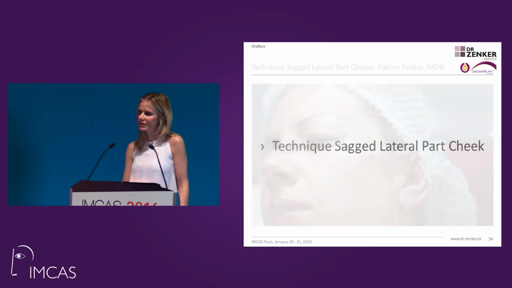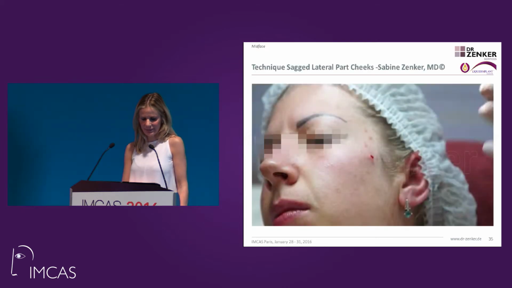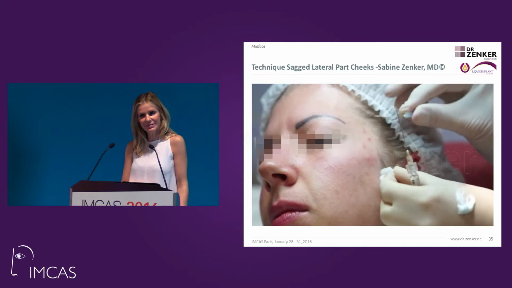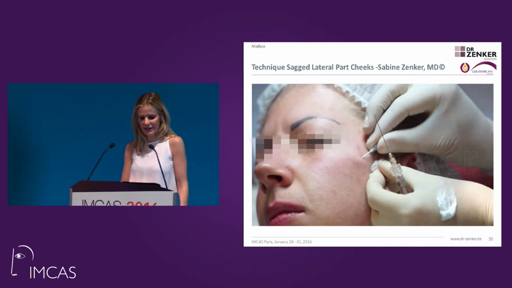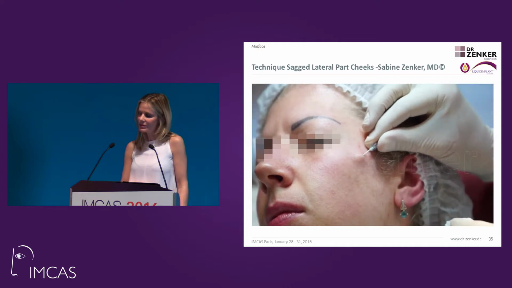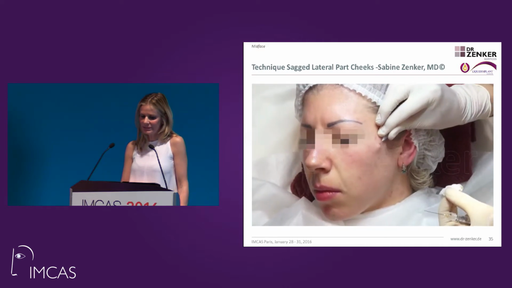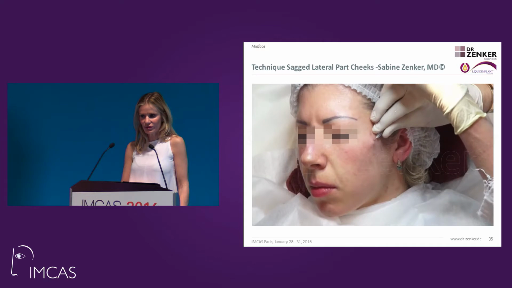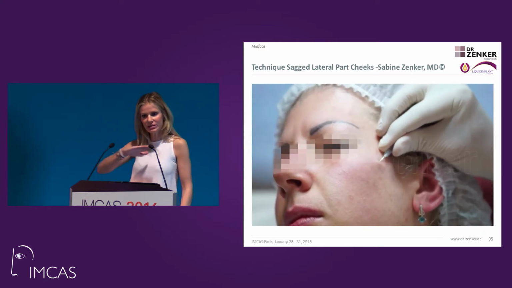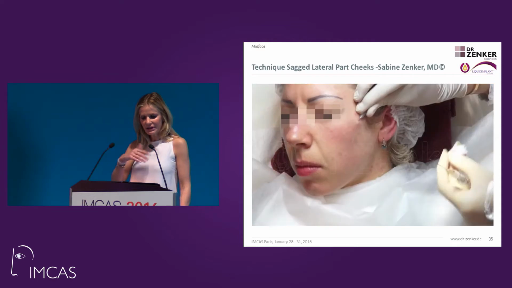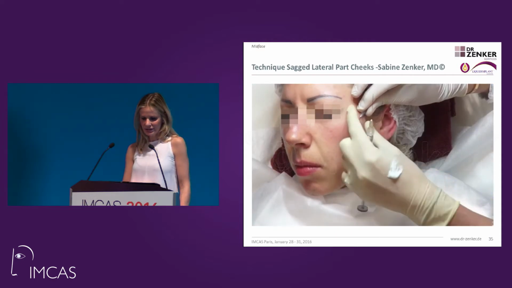So the technique for the sagged lateral part with Liquid Implant is shown here by using a 25-gauge, 1.5 inch blunt cannula. The entry point is done obviously with a sharp needle. The trick is to tunnel the way with the needle, tunnel the direction you will insert the cannula later on. Then it's far easier to inject.